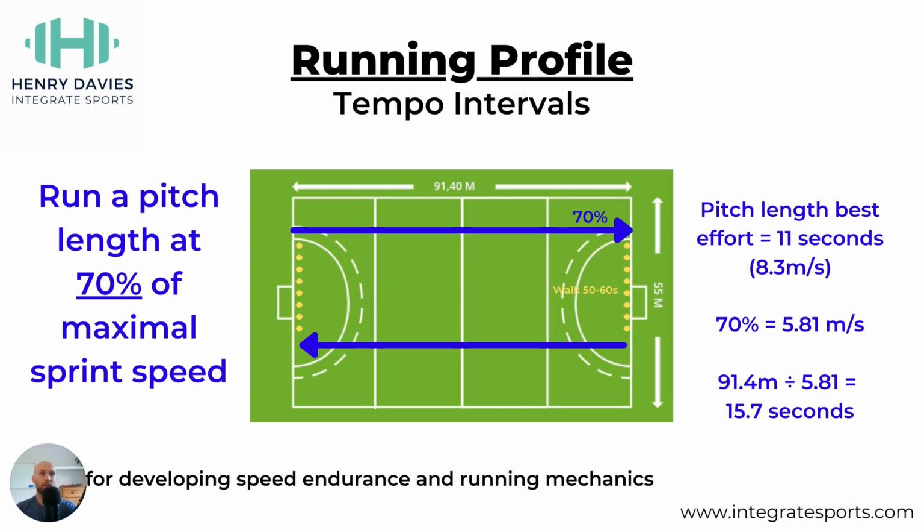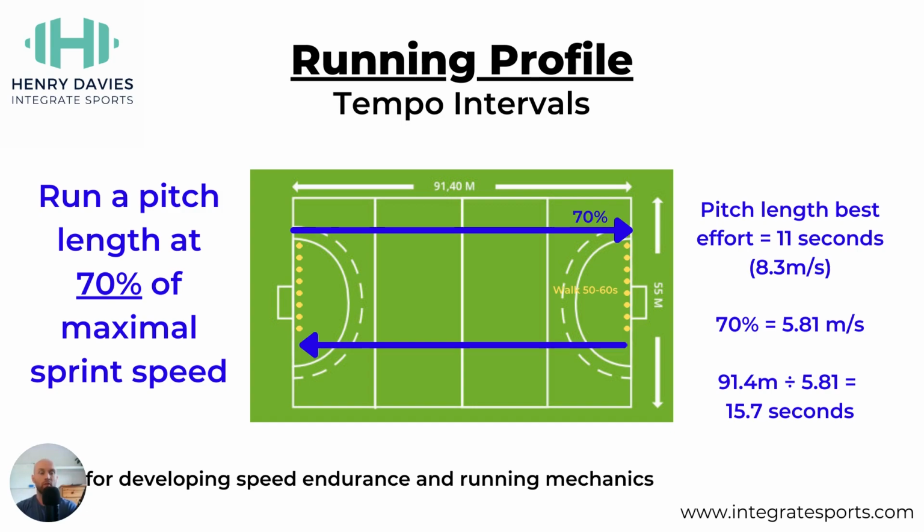Another method we can use is tempo intervals or tempo conditioning. This differs a little bit from MAS conditioning in that we're not prescribing from maximal aerobic speed, we're prescribing from maximal running speed or maximal sprint speed. What this means is we're actually going to be running a little faster than we will in MAS intervals typically, apart from the top end, but with much more recovery in between. So we maintain the quality of the repetitions.